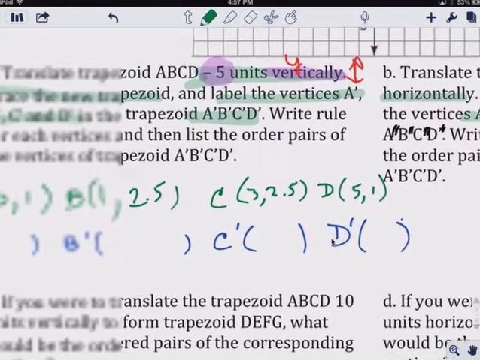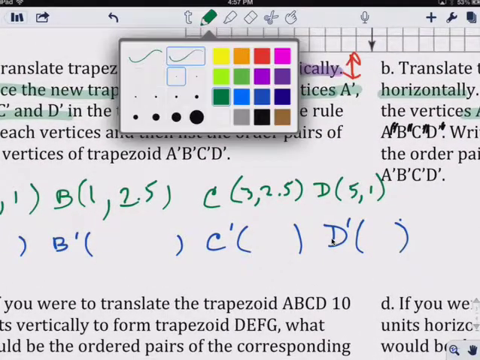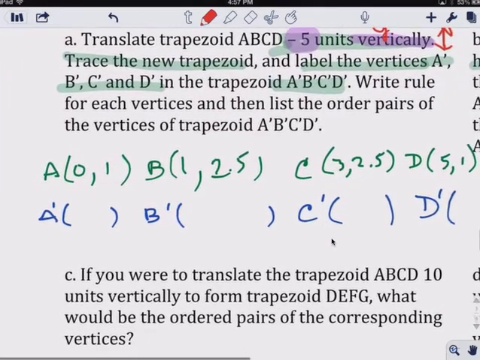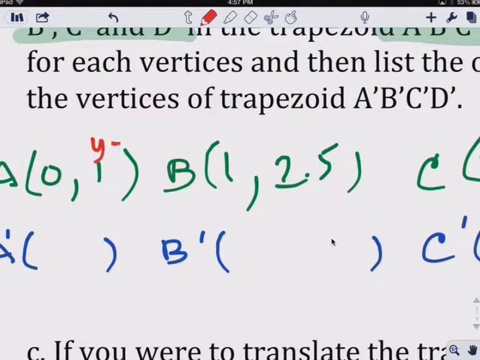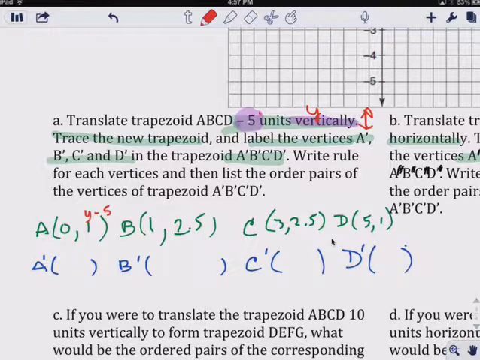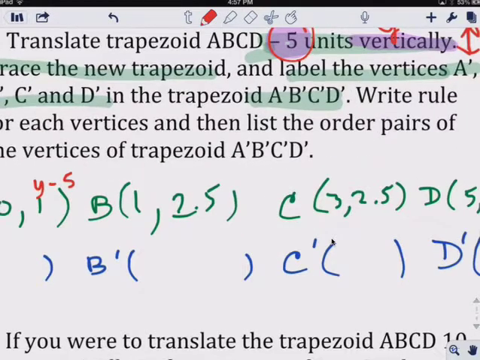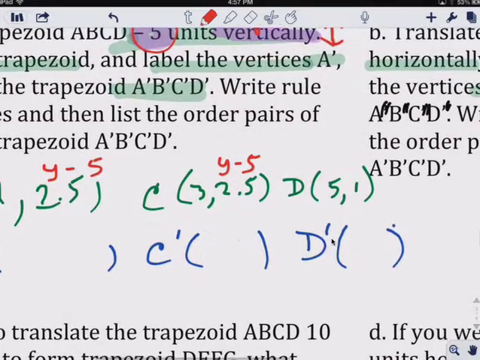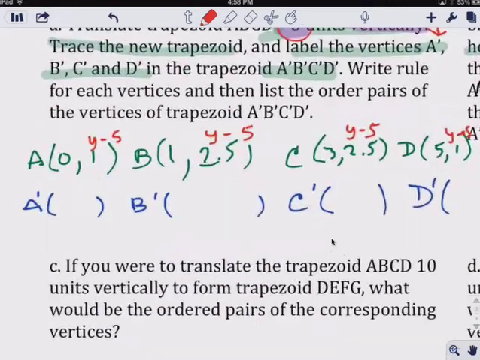Okay, so it's vertical, so we're changing the Y. So to every Y, we minus 5. It says so right there. Y minus 5, Y minus 5, and here Y minus 5. Okay, so substitute it in.